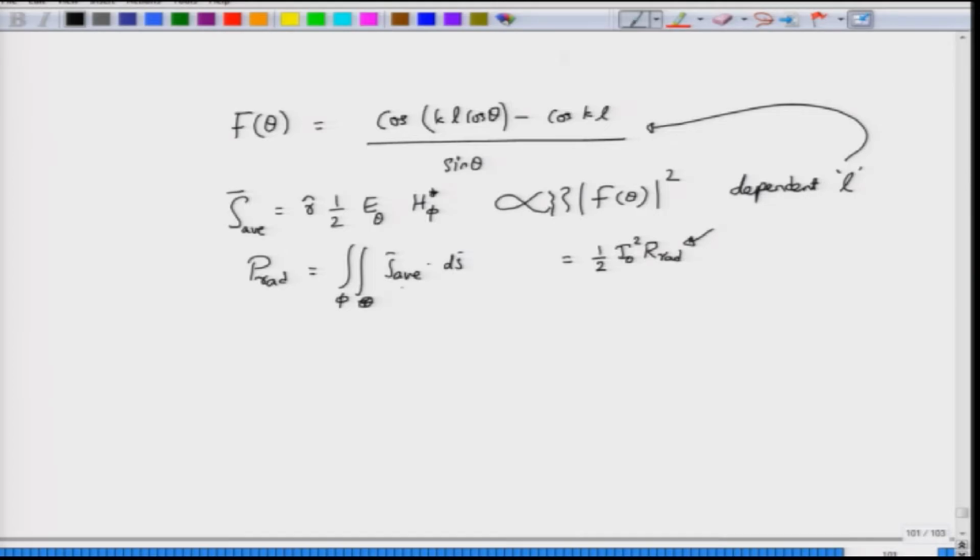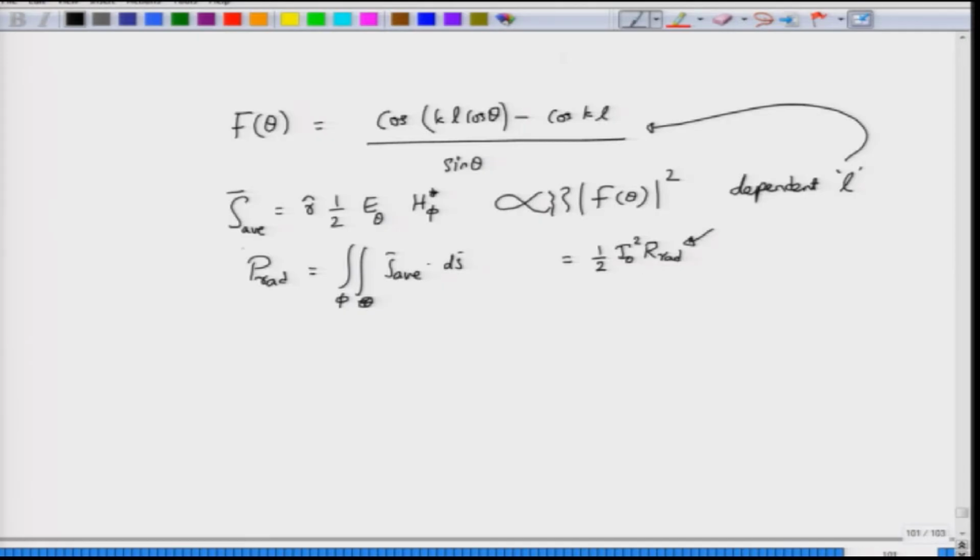Luckily for us, the integration is only over theta and not over phi, because the expression for the average Poynting vector, or the power density vector, is not dependent on phi, it is dependent only on theta. So, instead of a double integral, you will get a single integral. You do all of that and then find out an expression for the radiation resistance, and I will tell you what that expression will be later on.